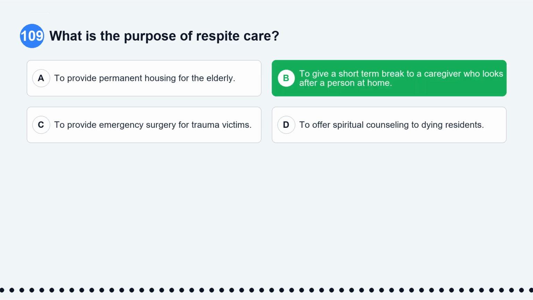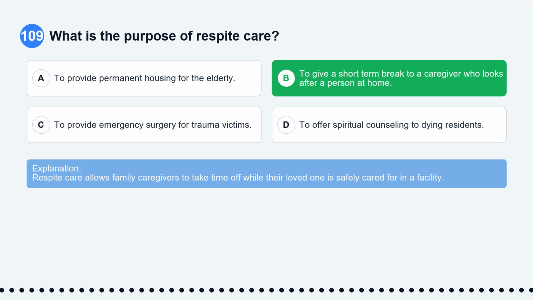The correct answer is option B, to give a short-term break to a caregiver who looks after a person at home. Respite care allows family caregivers to take time off while their loved one is safely cared for in a facility.